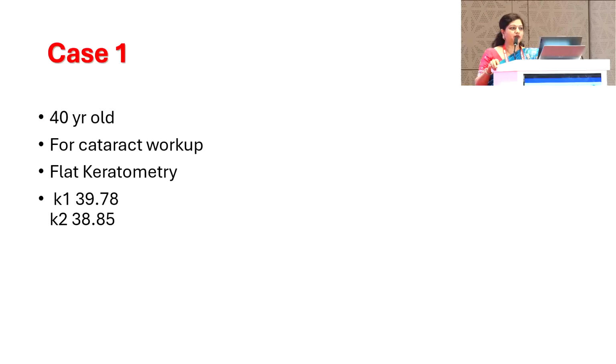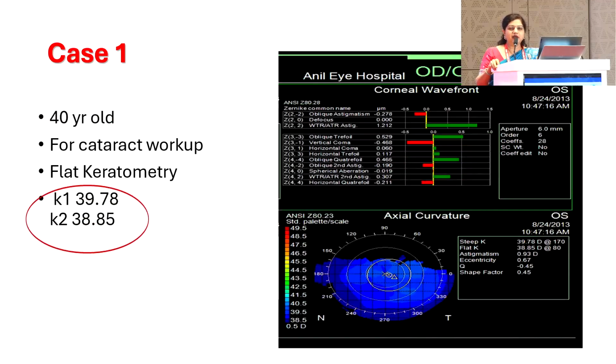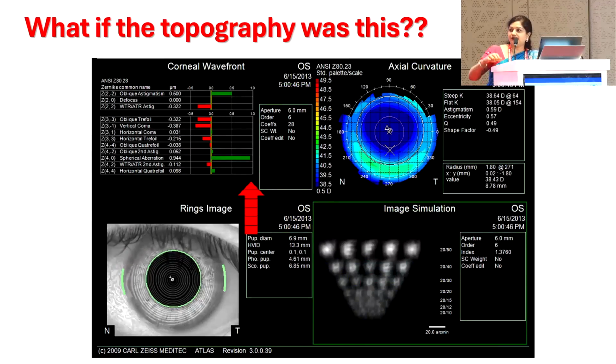Suppose you have a 40-year-old patient coming to you for a cataract workup, and you find that the keratometric reading is quite flat, something like this. And when you do a topography, you see something like this. But what if the topography was this? The difference that you see here is the central flattened area, which means that the patient has undergone a myopic LASIK earlier, a refractive procedure. If you see the image simulation, the contrast sensitivity would be less. There would be higher corneal order aberrations, higher positive spherical aberration in this patient, and the image quality would be poor in the post-operative period.